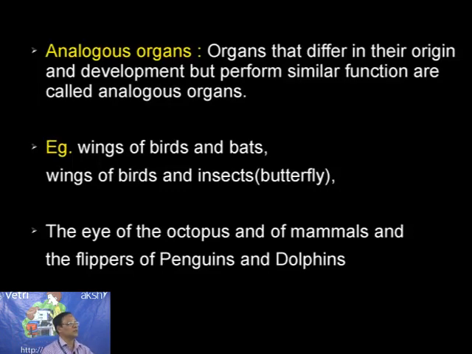It is very simple. Wings of birds and insects are analogous organs, both are entirely different. But in the case of wings of birds and bats, you know that the origin is more or less the same. But if you are taking the structure, it is somewhat different, functions same. That is why we have to consider the wings of birds and bats analogous organs rather than homologous organs. Okay, so wings of birds and insects, then also the eye of octopus.